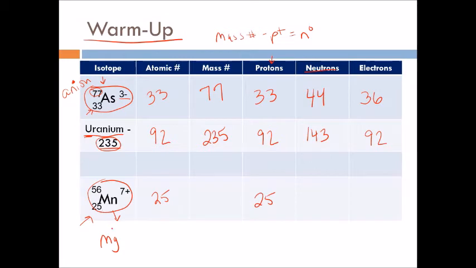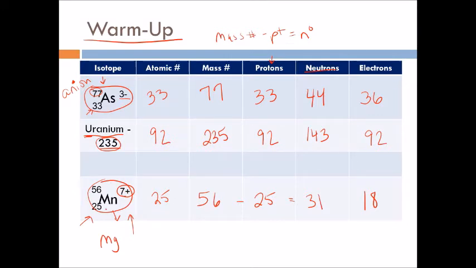Very good. What is the mass number here? 56. Good. Upper left corner is the mass number. Subtract these two, 56 minus 25, to get our neutrons. Yeah, 31. Now, the charge on this is plus 7. What does that mean about the electrons of this particular ion? Yes, it has 18 electrons because it lost 7 electrons. Plus 7 means it lost 7 electrons.